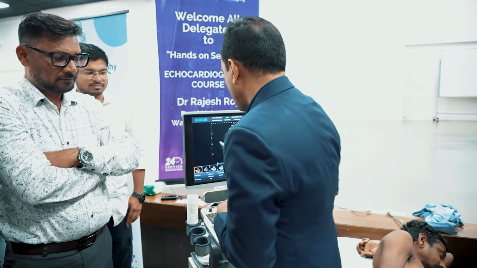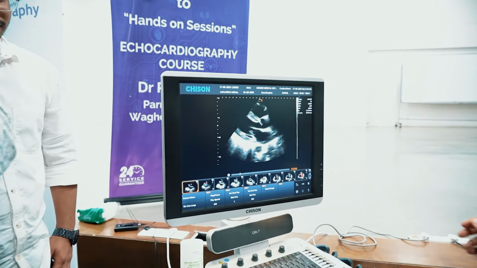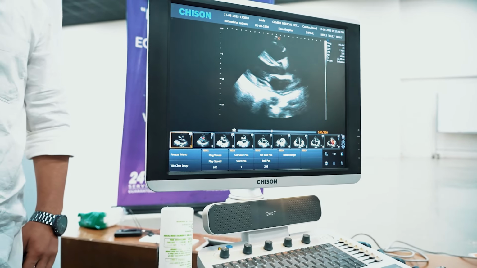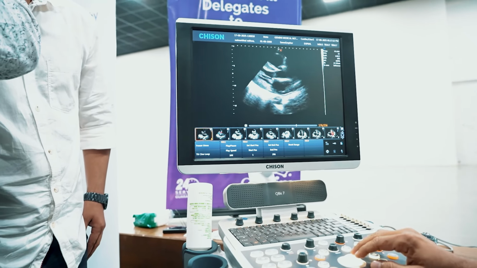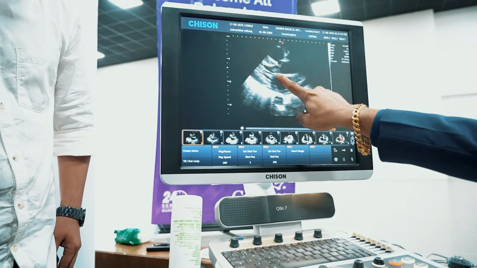So without wasting time, let us directly jump to the echo features. Although it's a very small vegetation, I'll try to make it clear to you all. So we have this patient who presented to us with a history of fever. This is called the plax view. This is the mitral leaflet, the anterior mitral leaflet.